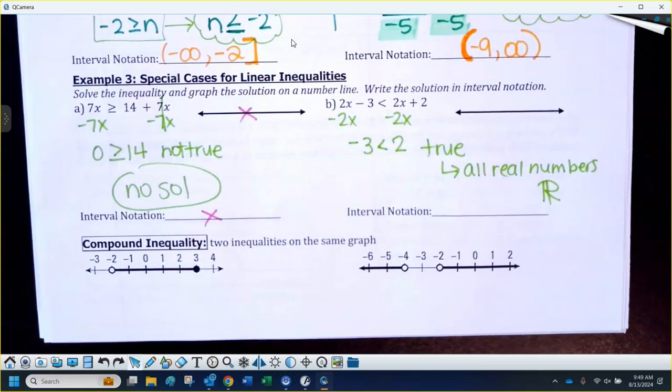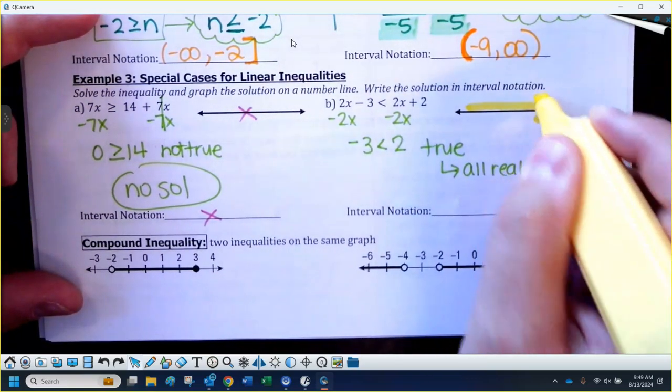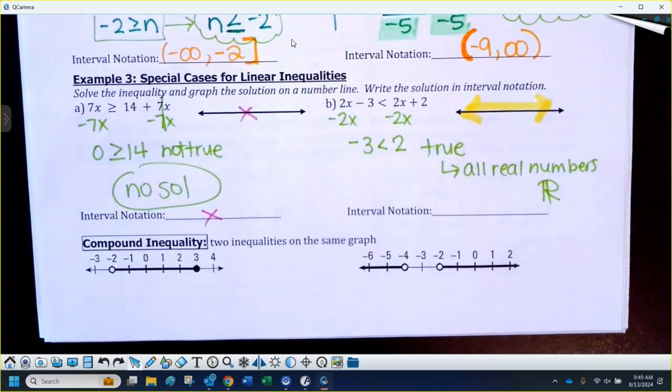Anybody know what the graph for that would look like? If everything is a solution, it wouldn't have to say between -3 and 2. If it could be any number, what would your graph look like? Yeah, it's literally just right on top. You don't have to put any numbers on here if you don't want to. It would literally just be the entire number line. So you could just have a graph right over the top of the number line. You wouldn't even have to label it.